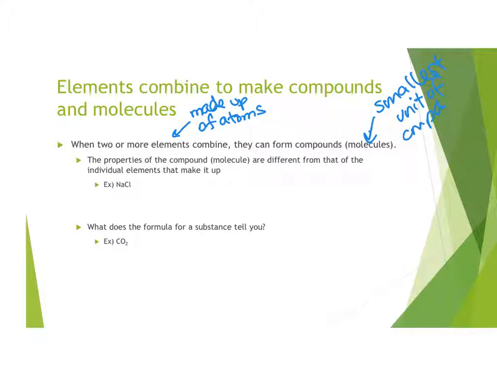For example, NaCl is table salt. It's a solid at room temperature. It's very brittle. It kind of looks like glass. It's crystalline. But sodium at room temperature is a soft, flammable metal. Chlorine is a green, poisonous gas. Together, they make up innocuous table salt that you would use to salt your food. So the parts of it have properties different from the compound.